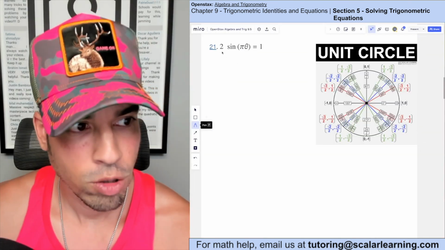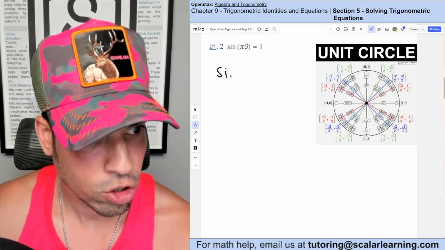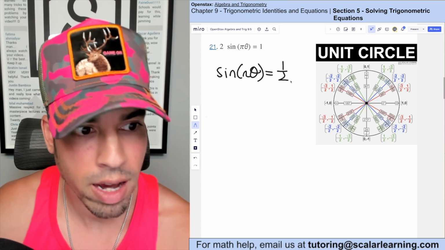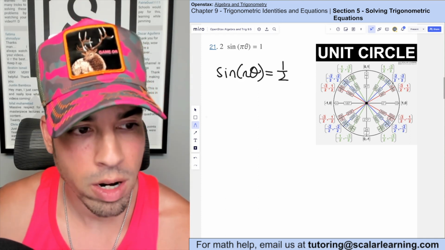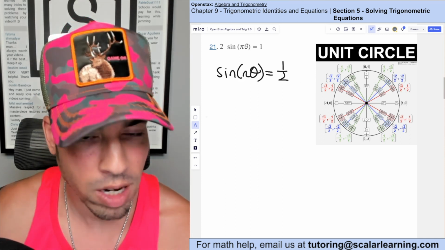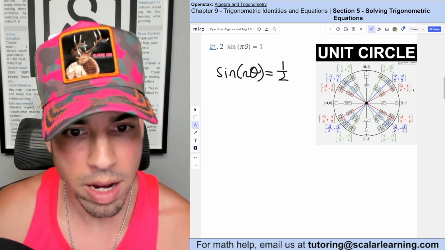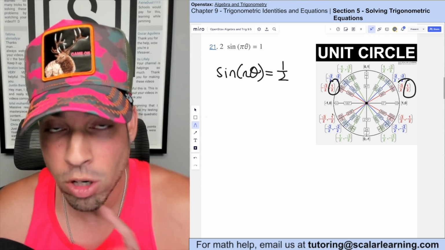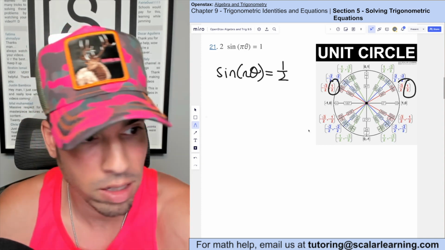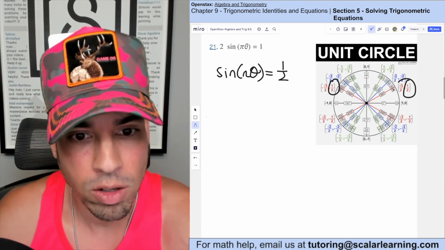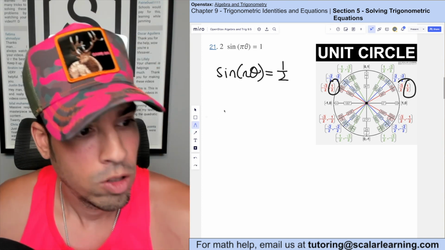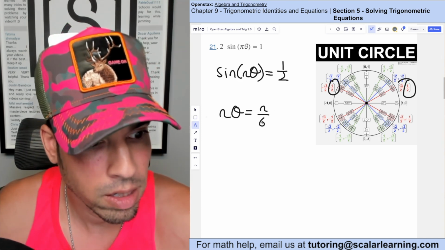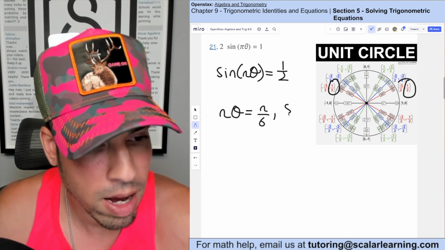Done. So for this one, we're going to start by dividing both sides by 2, and then we have sine of pi theta equal to 1/2. All right, so what angles do we get 1/2 for sine, meaning where do we get 1/2 on the y values? I get 1/2 here, and I get 1/2 here. Again, we're trying to find positive, so we can't include the negatives. So what are the two angles? That's pi sixths and 5 pi sixths. So we got pi times theta equals pi sixths or 5 pi sixths.